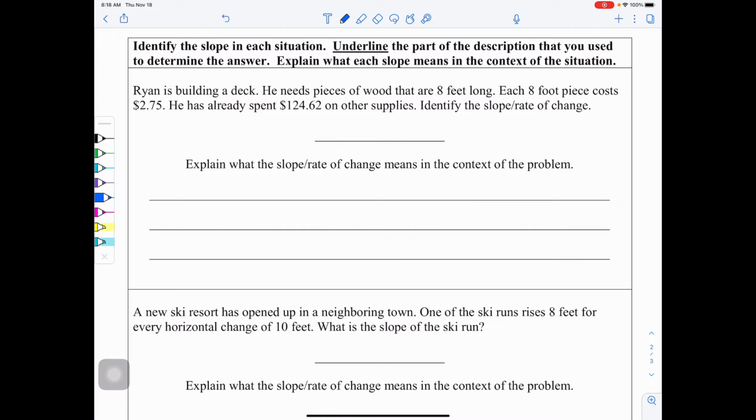So for this one, he's buying pieces of wood that are 8 feet long. And then we see this statement that each 8-foot piece costs $2.75. So here, yes, the piece is 8 feet long, but really we want each piece costs $2.75. That is your rate of change or slope. So we have 2.75. Now remember, this is $2.75 for each piece. That's one piece. So that means this is also a unit rate.